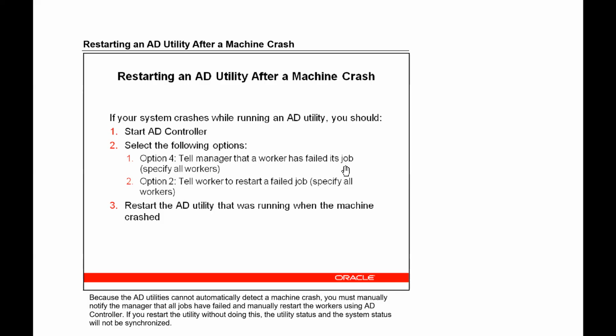Tell manager that a worker has failed its job. I blindly follow this. I come to this document, I'll open this document. So I'll select 4, Tell manager that worker has failed its job. After restarting the database, after the system crash, I start the database and I follow this. I run the AD controller, I select option 4 and option 2, Tell worker to restart a failed job. Then everything is perfect. This is a very rare issue, but if it comes, it can come, right?